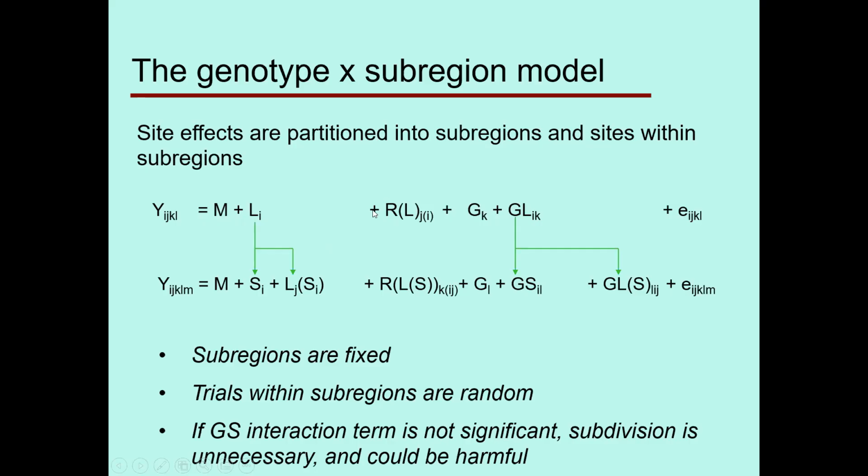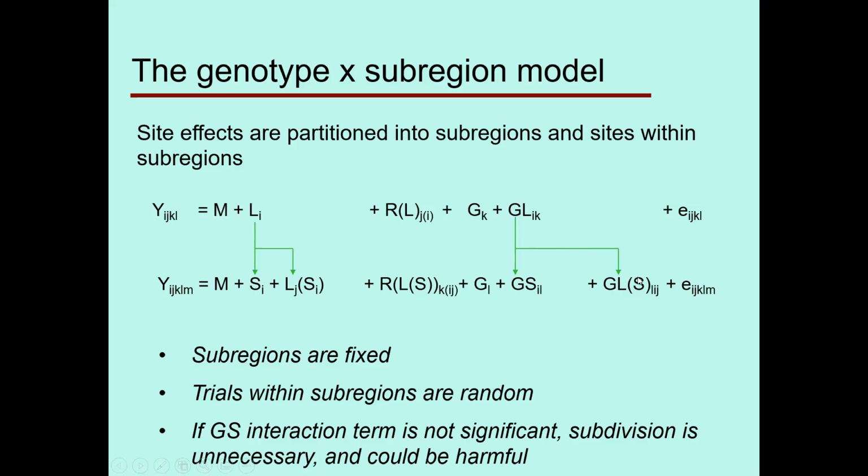And if you're assuming that you'll explain a lot of G by E by subdividing your target population environment, what you're really saying is that we're going to have two groups of locations. We're going to divide our locations into subregions, say two or more, and then we're going to have locations within each subregion. So you put in a subregion factor, and you're left with locations within subregions. And any G by E term that has locations in it also needs to be separated into a genotype by subregion, genotype by location within subregion term.